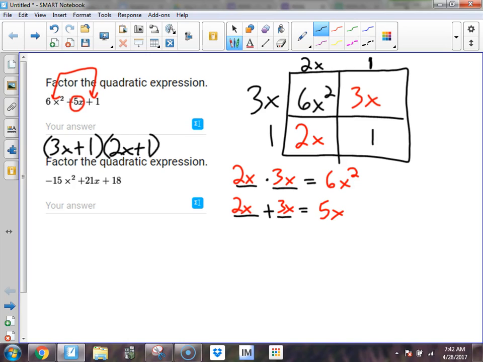There's a lot of steps here. That's why it's good to go through plenty of examples so you feel more and more confident about this. The next one's a little harder.